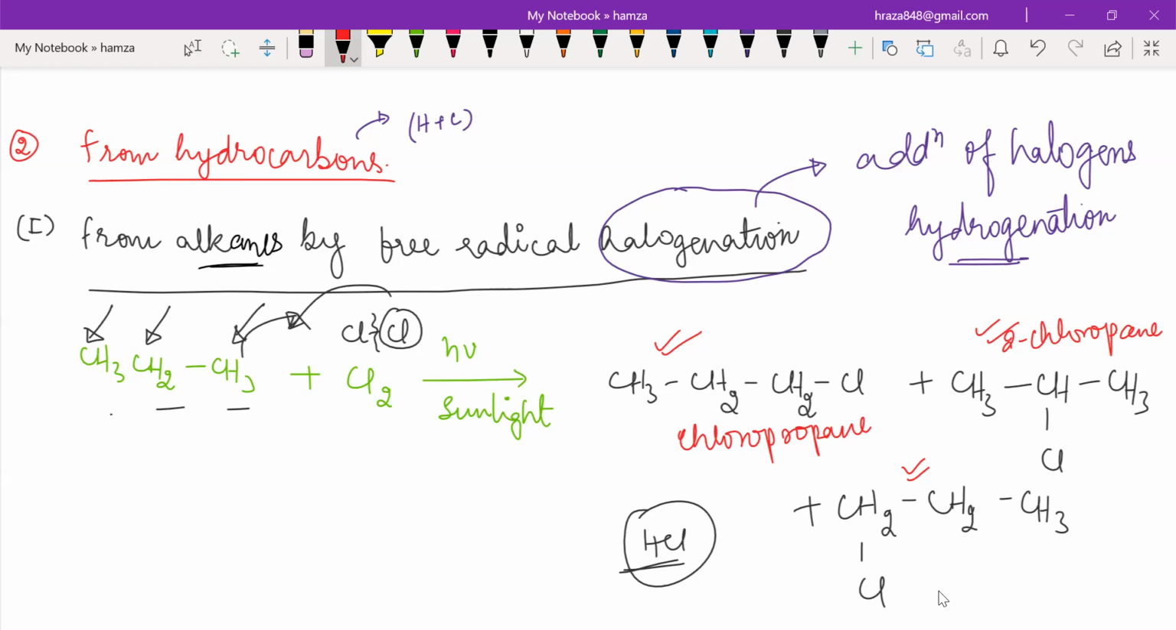What did you just say? 1-chloropropane. Yes, sir. So you can see the first and third are the same. So these are identical products. So there are only two products from this reaction. This and this are the same, right? Yes, sir.